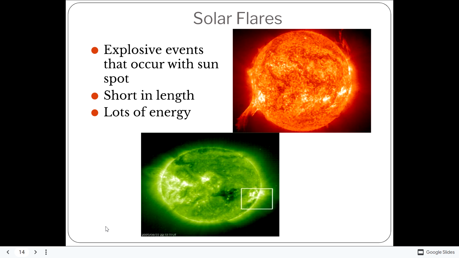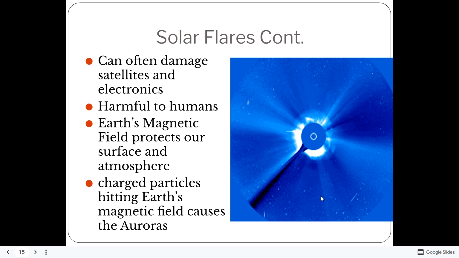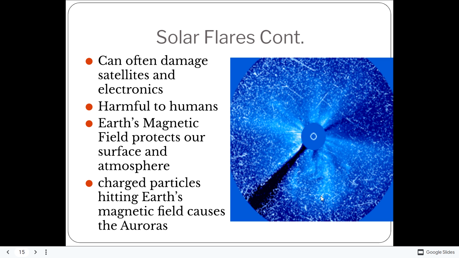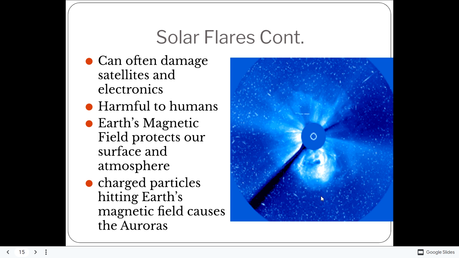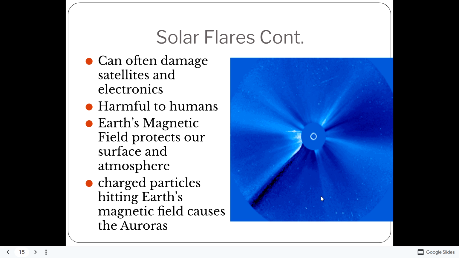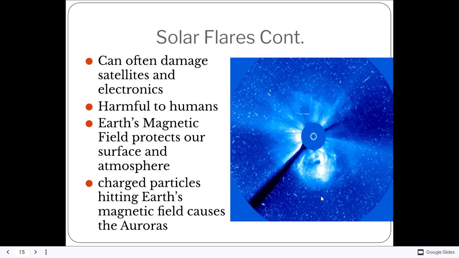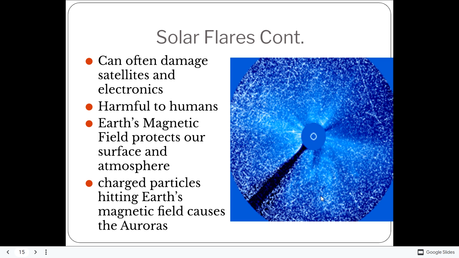Solar flares. Solar flares are going to shoot out from the sun, and they're the explosive events that come from the sunspots. Super short in length, they don't last very long, but they do get rid of lots of energy. They expel lots of energy out into space. Solar flares can affect our electronics and satellites when they get near us. As that material gets ejected from the sun, it moves through space. If it meets us in our orbit, we can have issues with electronic devices when that happens.